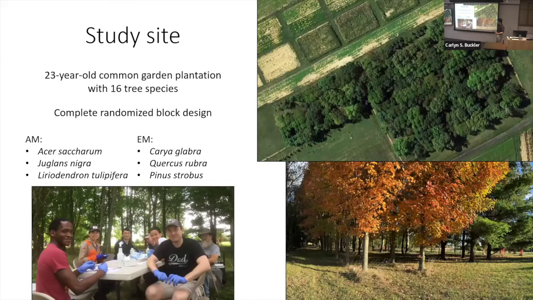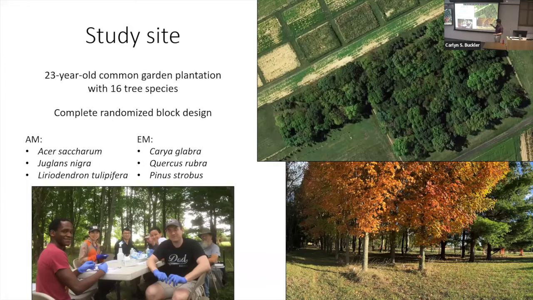And so to explore these hypotheses, we used, at the time, a 23-year-old common garden plantation, originally made with 16 different tree species. It was built with a complete randomized block design. So here we have the top of the common garden, the front of the common garden. This is out at the Rock Springs Agricultural Farm at Penn State University, and it's run by Dave Eisenstadt at the moment. Here we have some of the sampling team, and this is Terry Bell, my old advisor here.